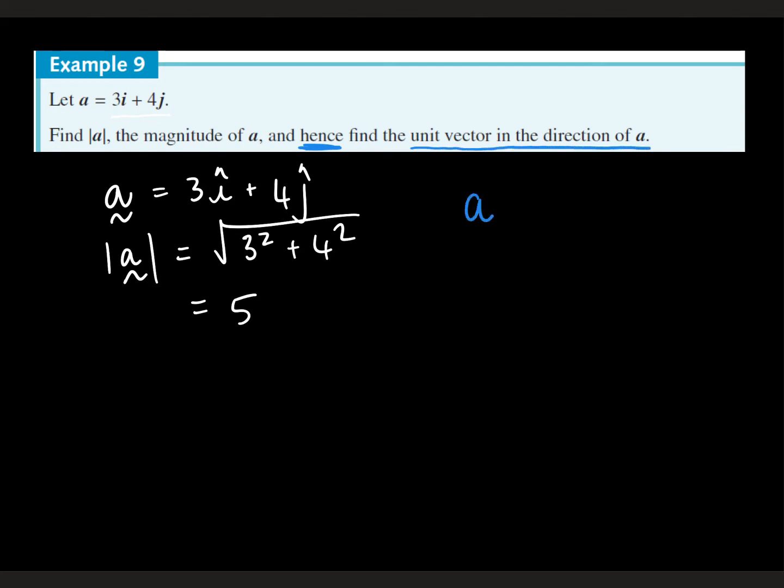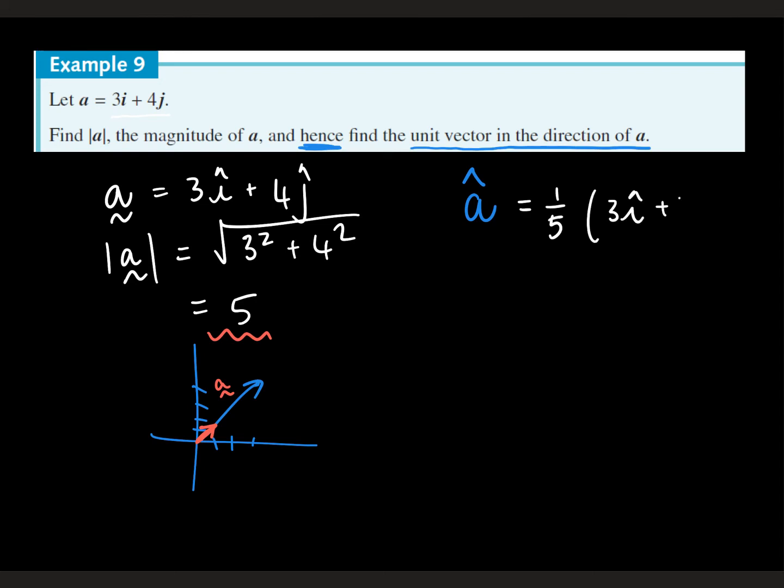So what I'm wanting to find here is A hat. Remember, A hat is the unit direction vector in the direction of A. So if I have A here, 3 across, 4 up, it's going to be kind of like that. Now I'm after the same direction as that, but just a length of 1 unit. Well, I know that the length of this vector A is 5 units, so I'm basically just after a fifth of that. So all I do, A hat is going to equal 1/5 of 3i plus 4j.